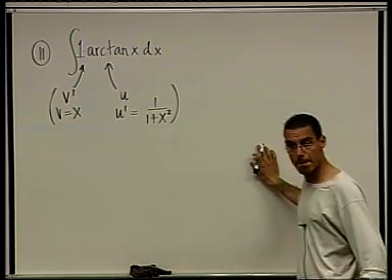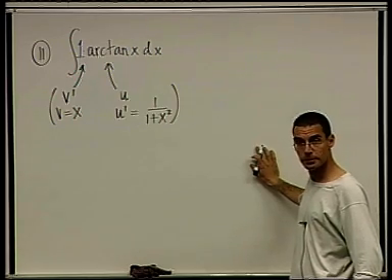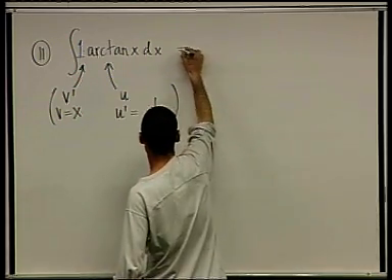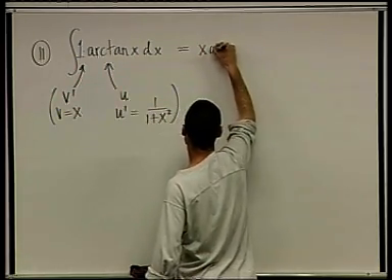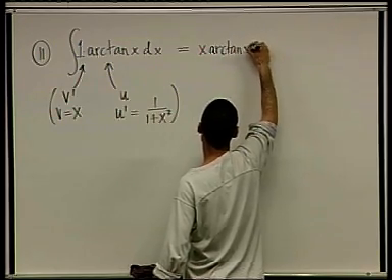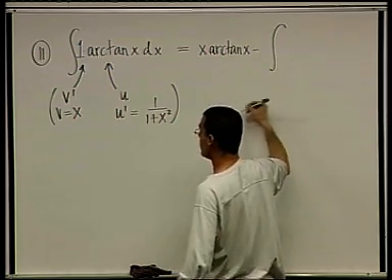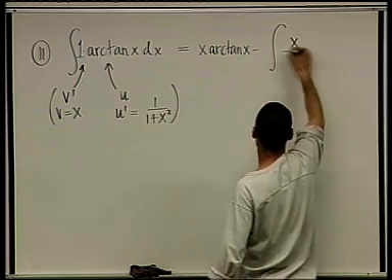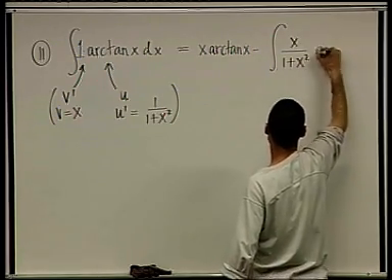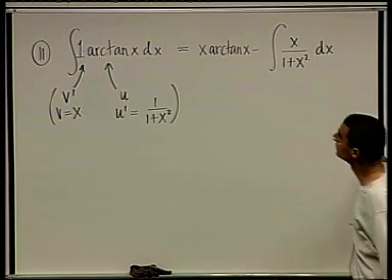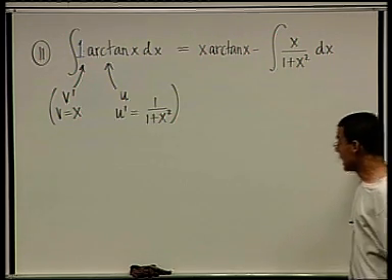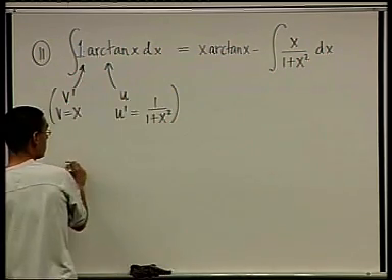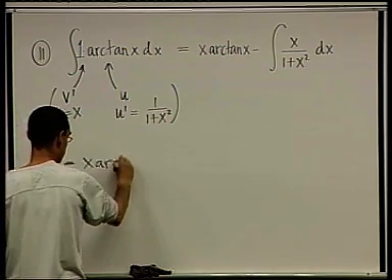Do you agree? Good? Okay, and now what we get is u times v, x arctan x, minus the integral u prime v, x over 1 plus x squared dx. Good? Just use the formula. Good? Okay, so this equals x arctan x. Didn't touch that.